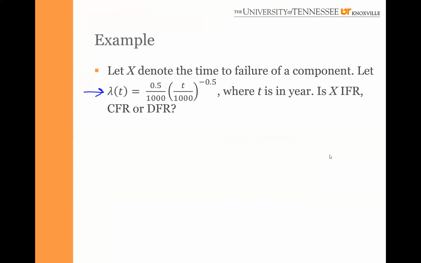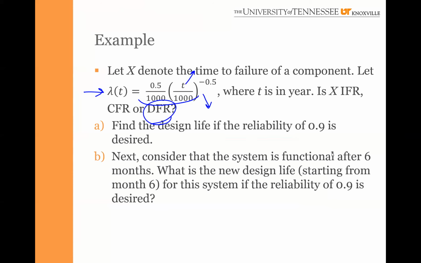Is this function increasing, constant, or decreasing? Decreasing, right? If your t increases, your entire function decreases. So you have DFR. Okay, now with the knowledge of DFR, let's answer part A and part B, and then we're going to come back and conclude. What does that mean to get those numbers?